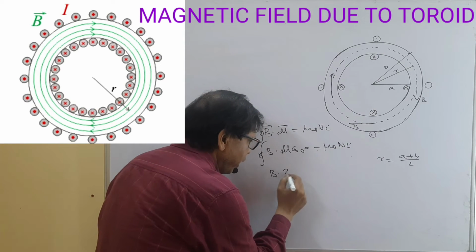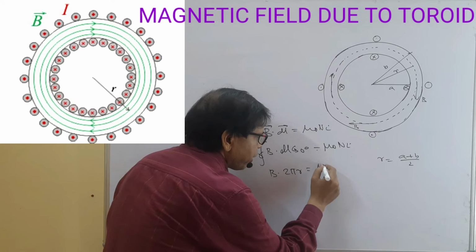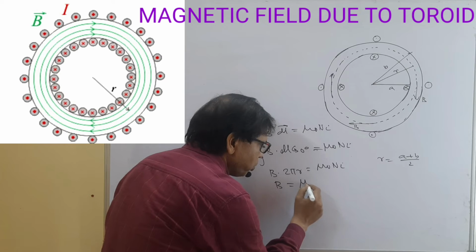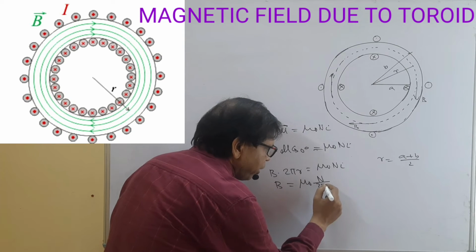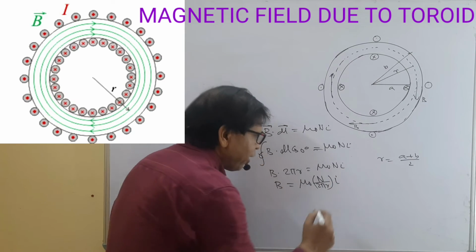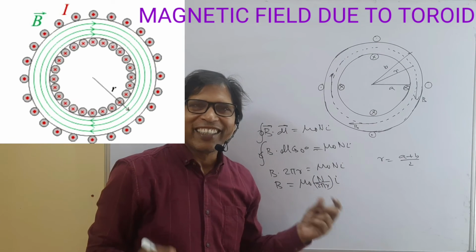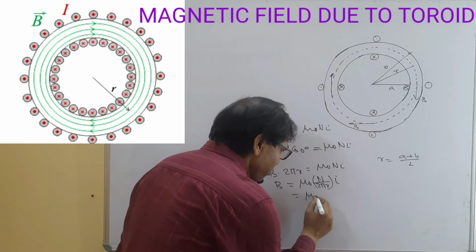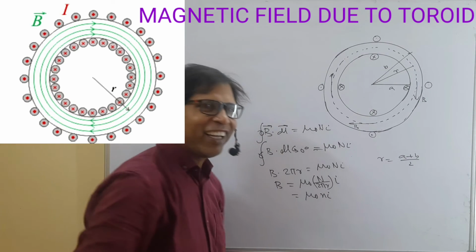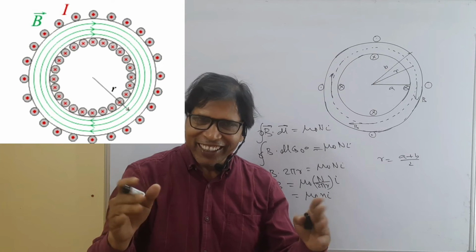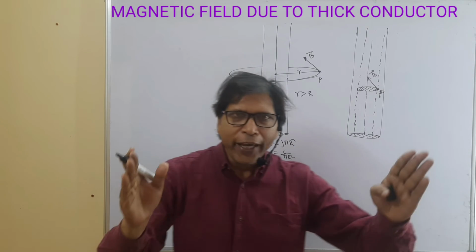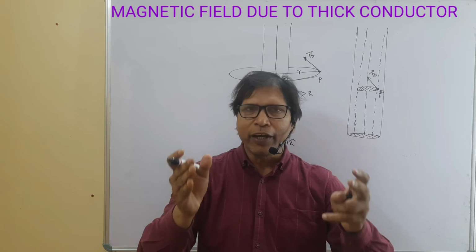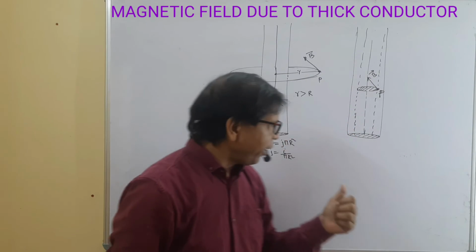Now B into dl is 2 pi r, so B times 2 pi r equals mu naught N I. So B equal to mu naught, this is N by 2 pi r, this is I. Now N by 2 pi r is the number of turns per unit length. So this becomes mu naught n I. Okay, understood? Next.